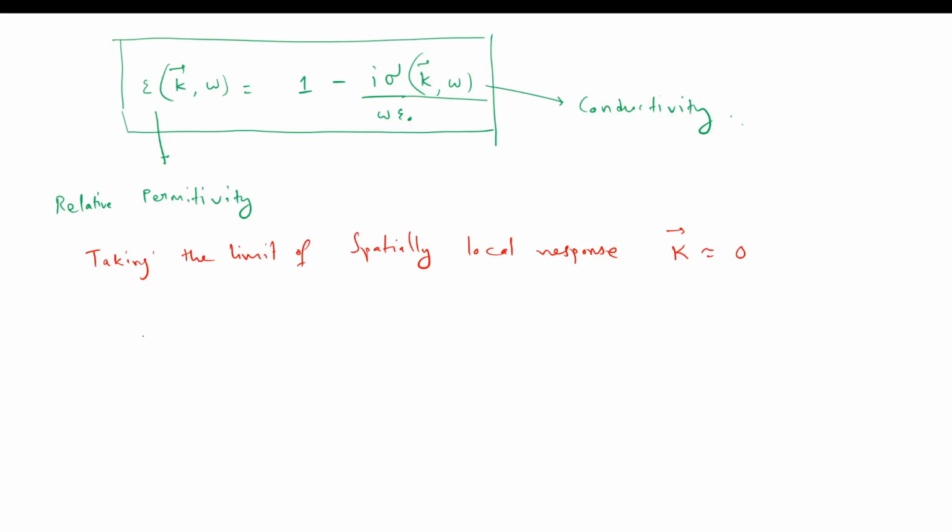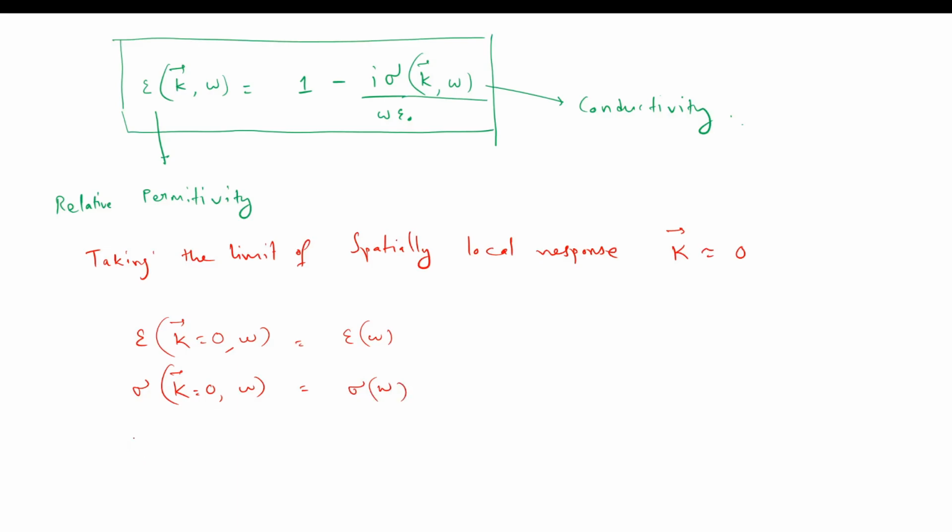So we will just write epsilon(k, omega) at k equal to 0 as epsilon(omega), and similarly sigma(k, omega) at k equal to 0 as sigma(omega), because we are implicitly assuming that it is a spatially local response. So we have now only the temporal dispersion, sigma(omega).